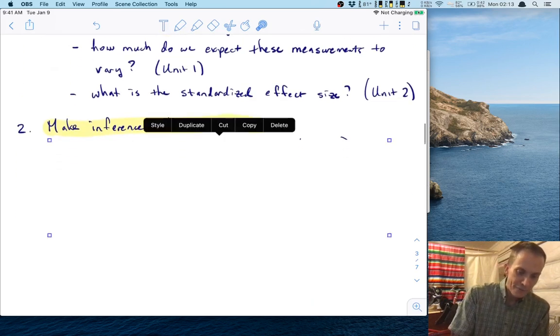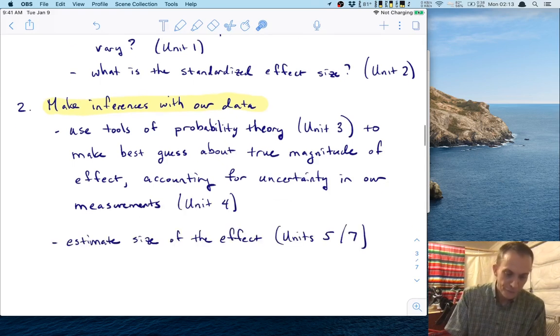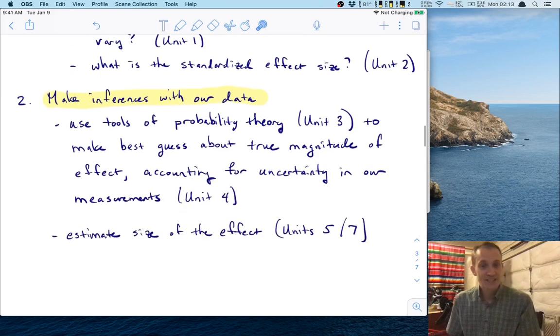What about making inferences with our data? Well, what that means is we're going to use the tools of probability theory, which we'll study in Unit 3, to make our best guess about the true magnitude of this effect, which accounts for uncertainty in our measurements, which we'll talk about in Unit 4. And then from there, we're going to learn how to estimate the size of the effect. So that's something we'll talk about in Units 5 and 7.